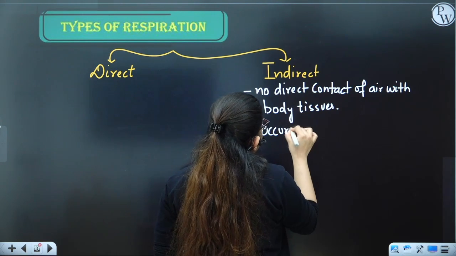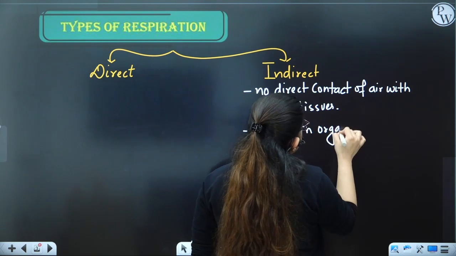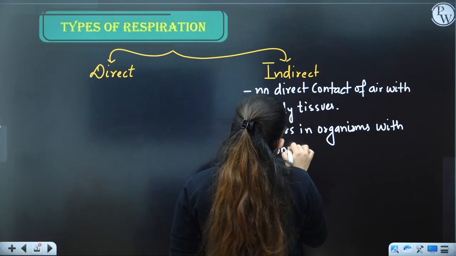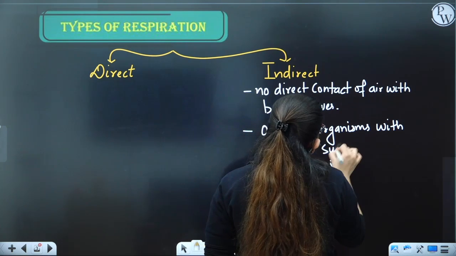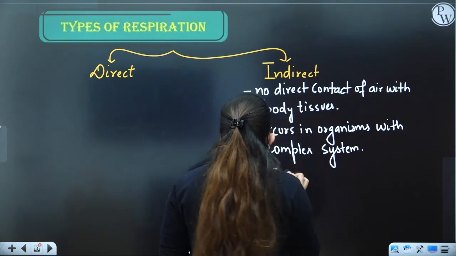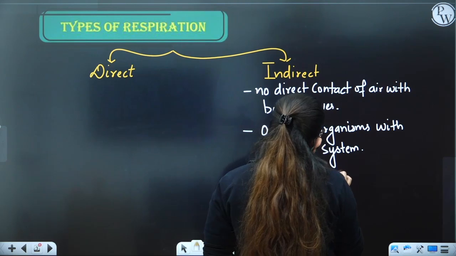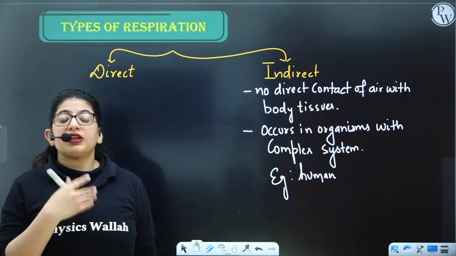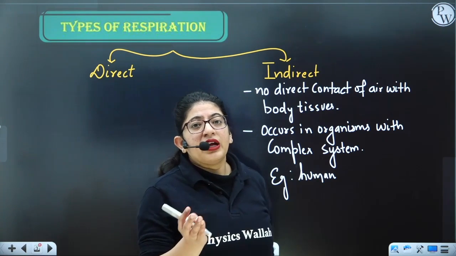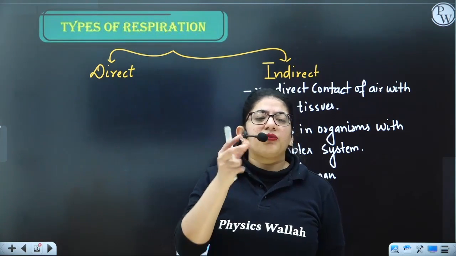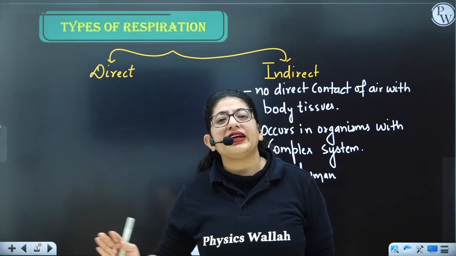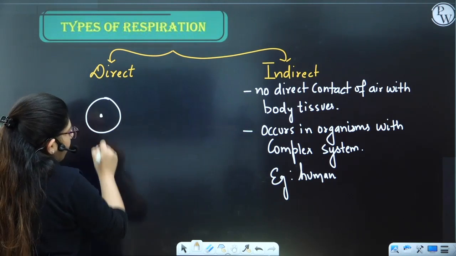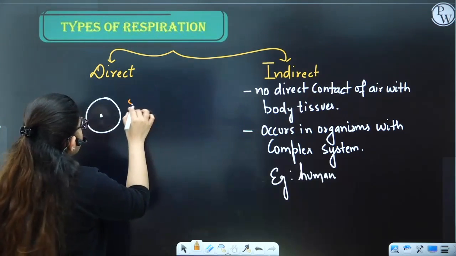It occurs in organisms with complex systems. Fine. Example, I am standing in front of you, human. What about the direct? Here the organism is so simple, like a unicellular organism like your amoeba. The entire body is a single cell only. So all the air is in contact with the body. If I have this organism which is unicellular, the surrounding air is in direct contact.